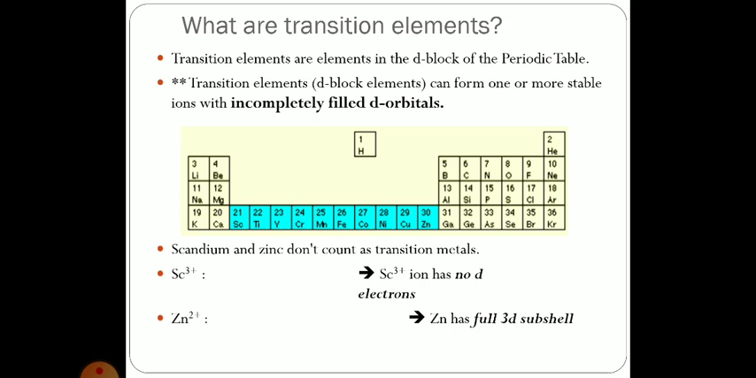Now students, scandium and zinc don't count as transition elements because sometimes their electronic configuration may be like this. The Sc3+ ion has no d electrons. These are some exceptional cases that come under the study of D block elements. Zn2+ also sometimes has a full 3d subshell. So according to the definition, we cannot call zinc a transition element when it is in the ionic state like Zn2+.